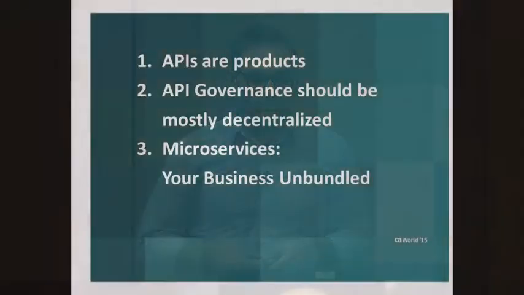And that really is the three most important lessons I wanted to share with you today. Number one, APIs are products. They're not just the access point to your data. Number two, API governance should be mostly decentralized. You still can have some control over certain parts, but most of it should be treated as a marketplace. And number three, microservices are a very efficient way to unbundle your business in preparation for the competition.